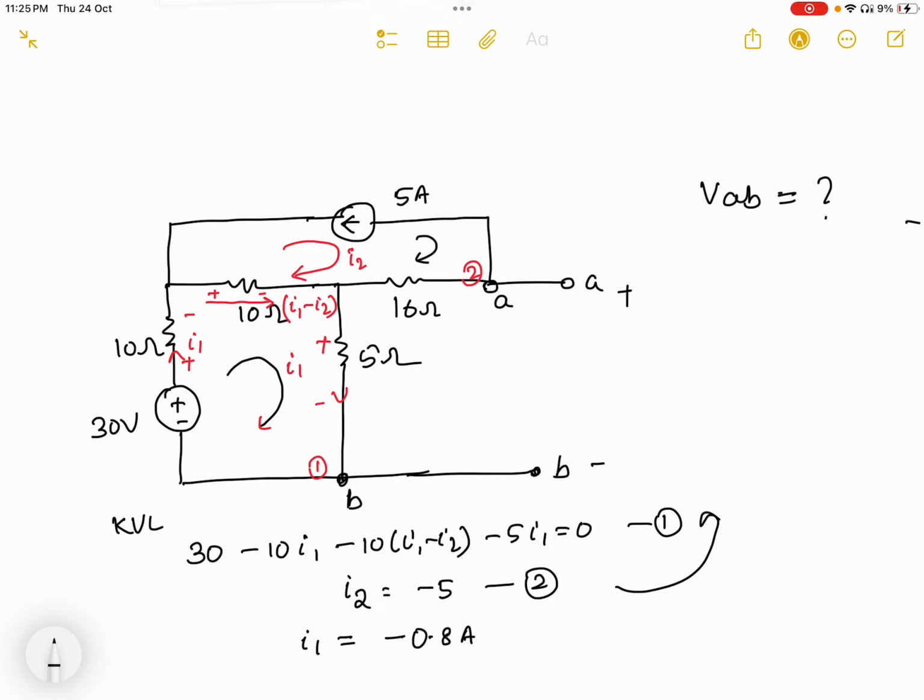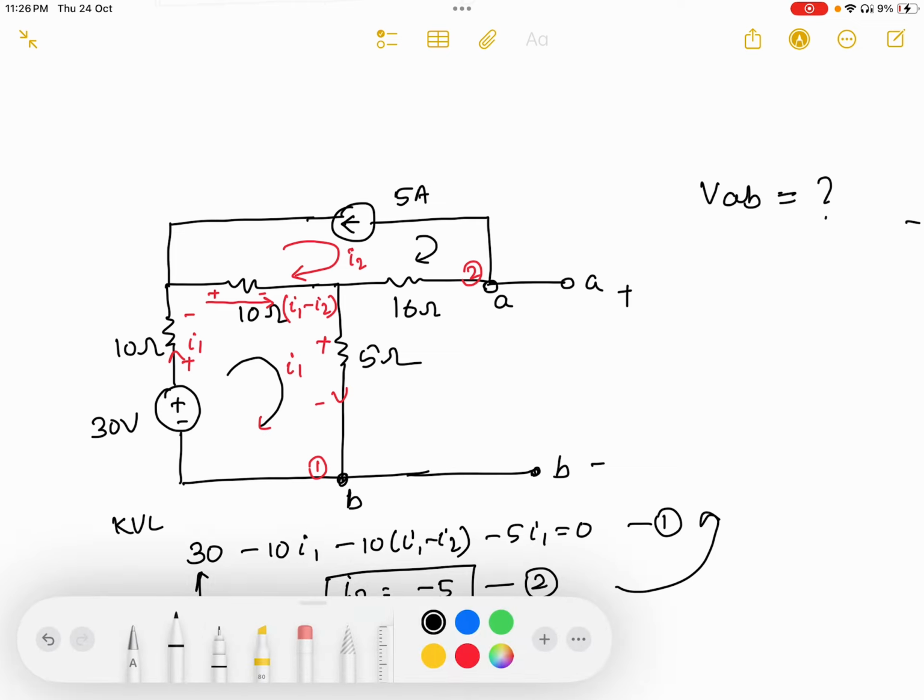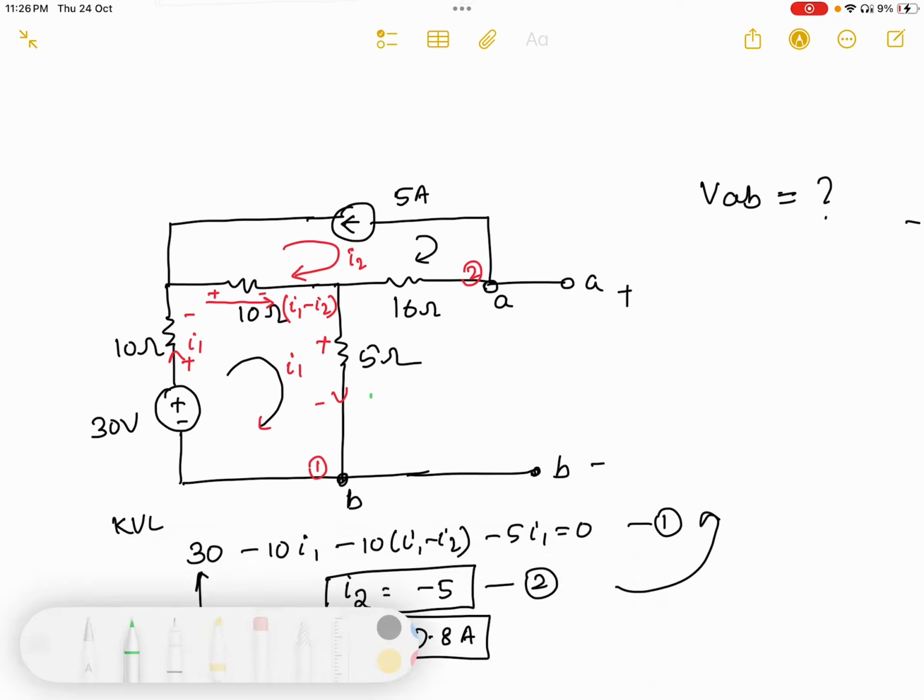minus 0.8 ampere. So just simplify this equation, you will get I1 value equal to minus 0.8 ampere and I2 value equal to minus 5, that is given from this equation. So you can see here I1 and I2, I am getting both are negative. That means my assumption is wrong. Current is actually flowing in the opposite direction. So I1 is flowing in this direction and I2 is flowing in this direction.